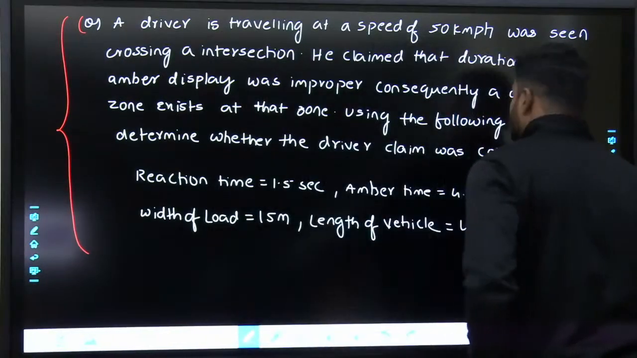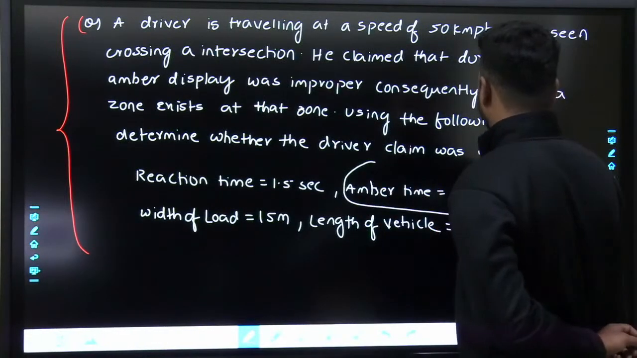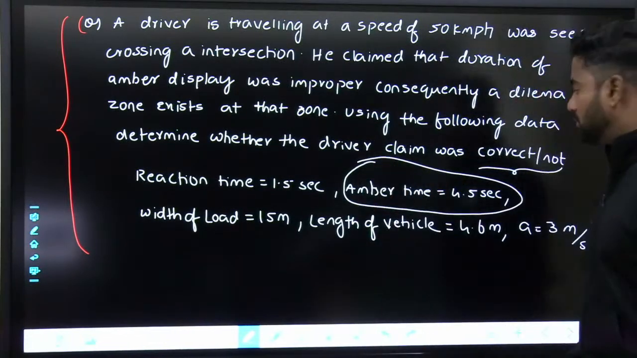Whether the driver claim is correct or not. So for that we have to calculate amber time. How will we be calculating?